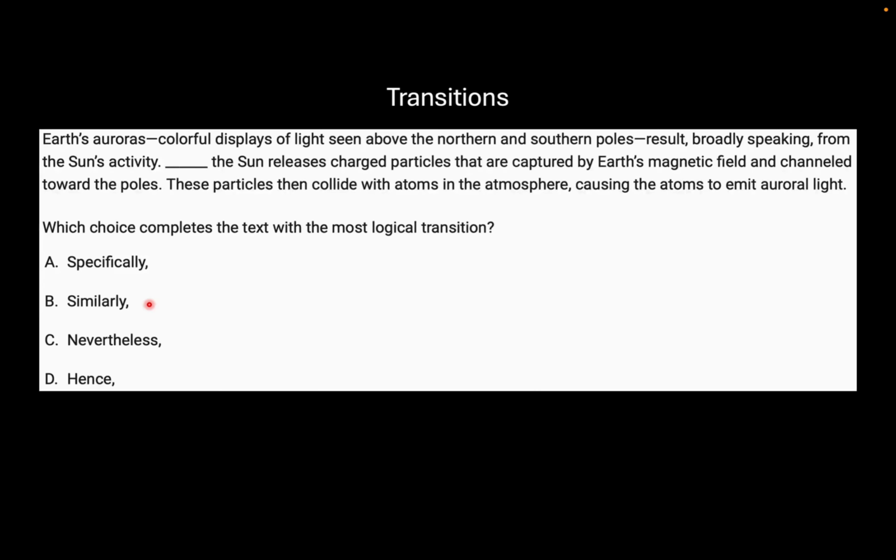So A is correct. Earth's auroras, colorful displays of light seen above the northern and southern poles, result broadly speaking from the sun's activity. The sun releases charged particles that are captured by Earth's magnetic field and channeled toward the poles. These particles then collide with atoms in the atmosphere, causing the atoms to emit auroral light. We can see that this gives more detail on what's previously mentioned.